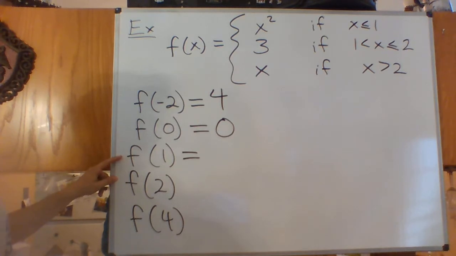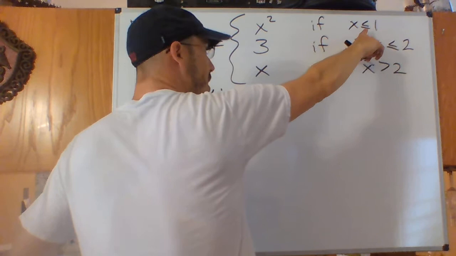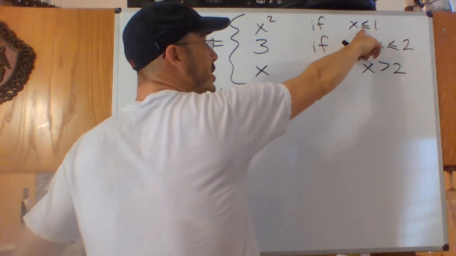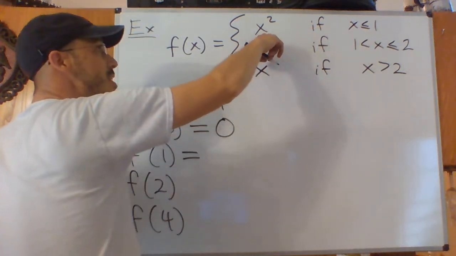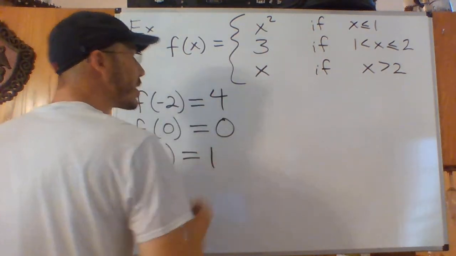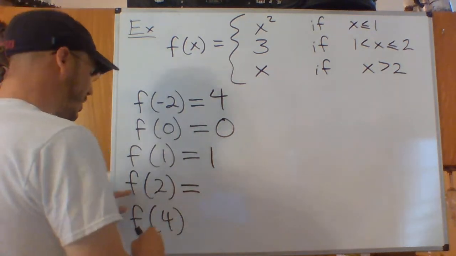1 is less than or equal to 1. It's not, 1 is not less than 1. It's less than or equal to 1, though. So again, I use this formula. 1 squared is 1. Finally, I'm going to get to use another formula.